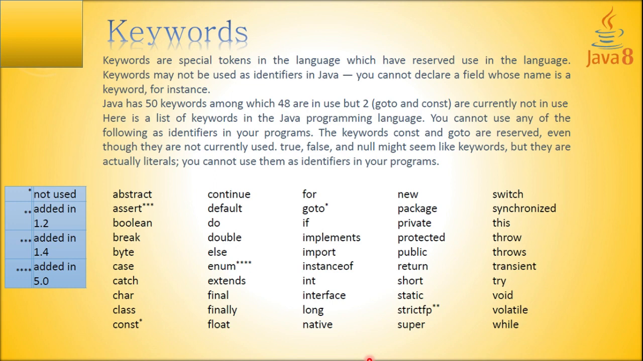Keywords. See, the keywords definition is very clearly given. Keywords are special tokens in the language which have reserved use in the language. Keywords may not be used as identifiers in Java. You cannot declare a field whose name is a keyword. See, Java has 50 keywords in total. Among that, only 48 are used. Okay, goto and const. These two are not used currently. These two are discontinued. They are not used nowadays.